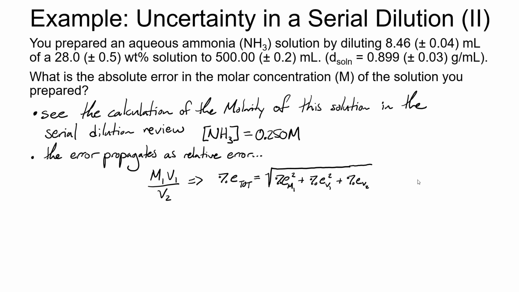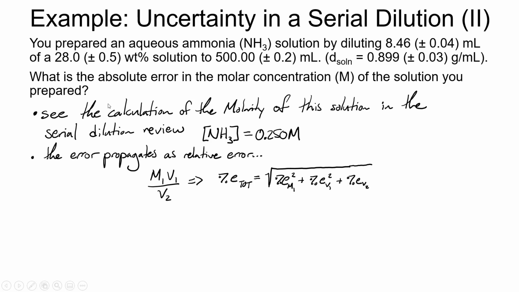We know based on our previous calculation that the final ammonia solution, the dilute ammonia solution, will have a molarity of 0.250 molar. Because we are using a conversion to get from a weight percent to a molarity, followed by M1V1 equals M2V2, we know that all the steps in the math that we're doing for this problem involve multiplication and division. Therefore, the error must propagate as relative error. And ultimately, the calculation is M1V1 divided by V2 gives us our dilute solution concentration.